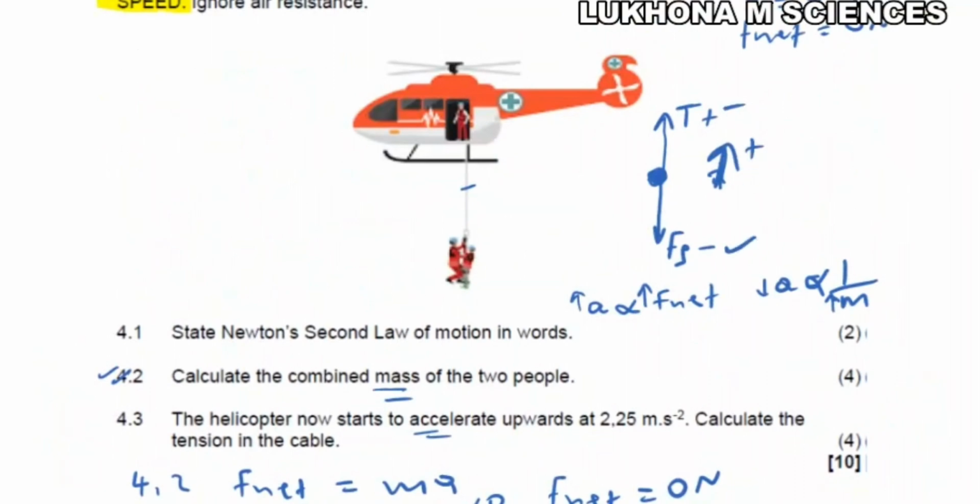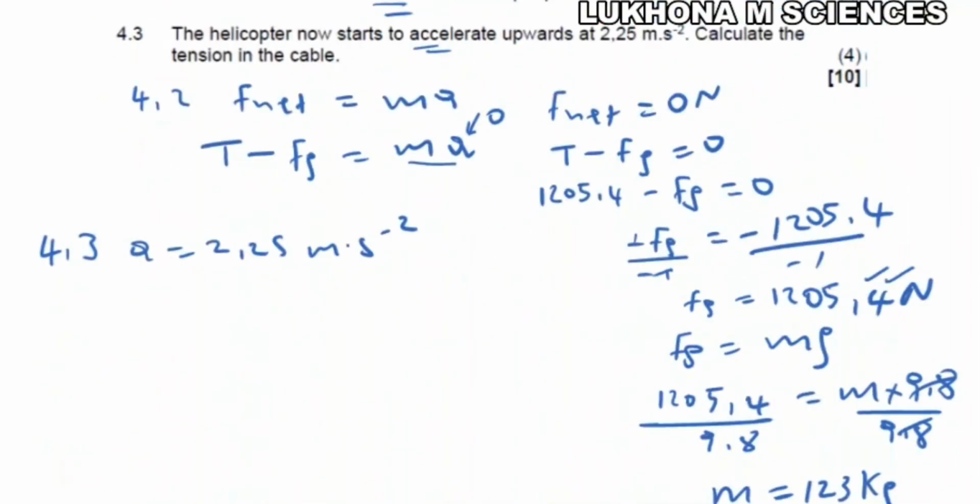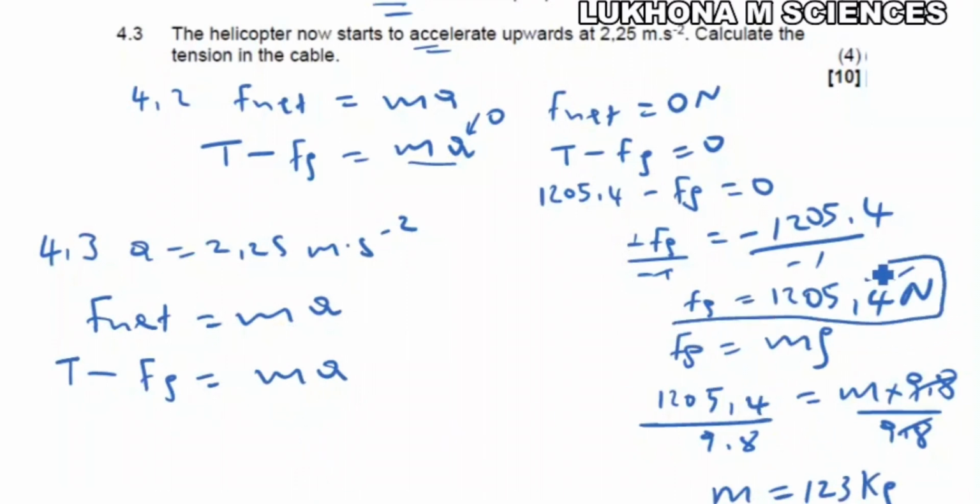So we are going to say F net, as always, is equal to ma. So we have tension minus Fg, which is equal to ma. Fg, we write it down, then we substitute Fg. The tension is what we're looking for.